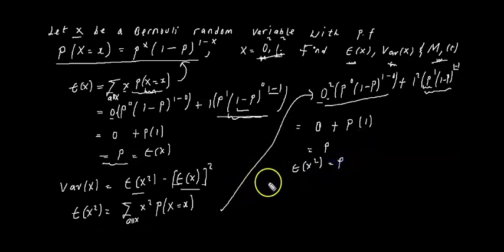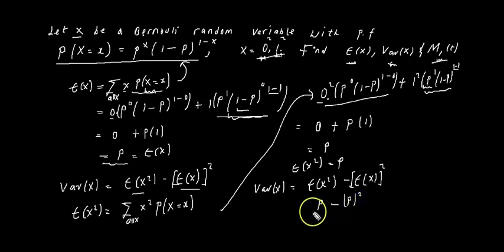So now we have everything that we need to compute the variance. Let me just rewrite the formula. Follow what is being done. Here we have p minus p, but we are squaring it. So if we compute that, we'll have p minus p squared.